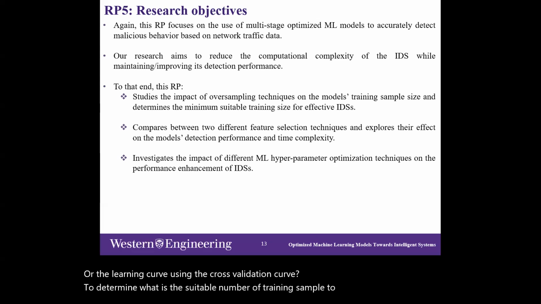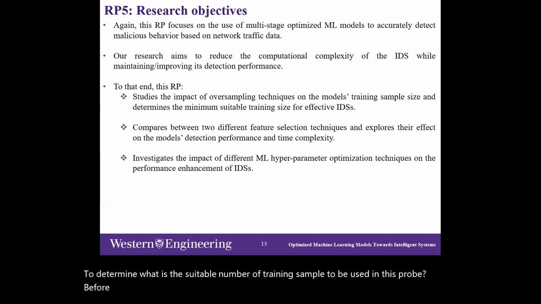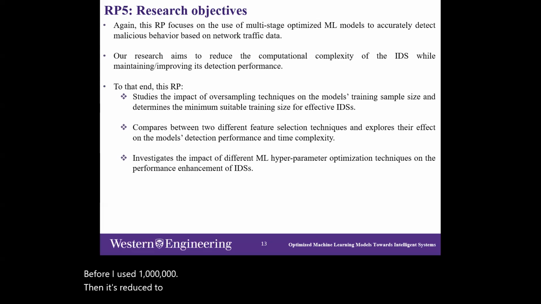Before, I used 1 million, then it was reduced to 200,000 records needed to build the model. So it was almost a 74% reduction of the required training sample size. Think about how much time and memory I saved. And I get a high accuracy result.